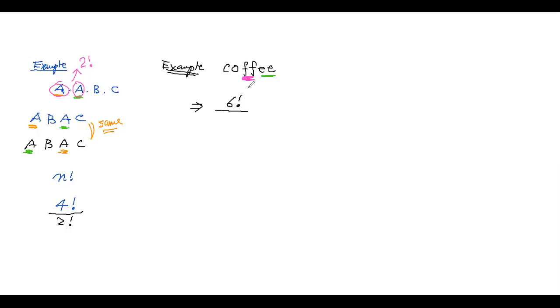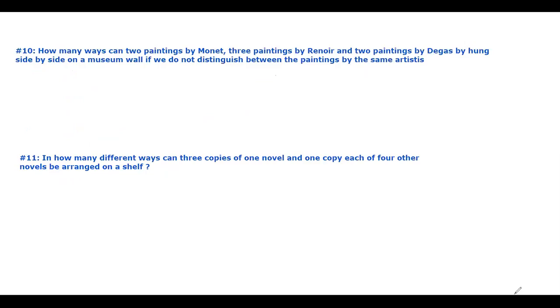6 factorial, because I have 6 letters. But I know the two Fs, if you switch them, they are the same. So how many arrangements of the Fs is that? It's 2 factorial. In the same way, the E and E are the same, so they have 2 factorial. So the total permutations here will be 6 factorial divided by 2 factorial times 2 factorial. You get that? Okay.